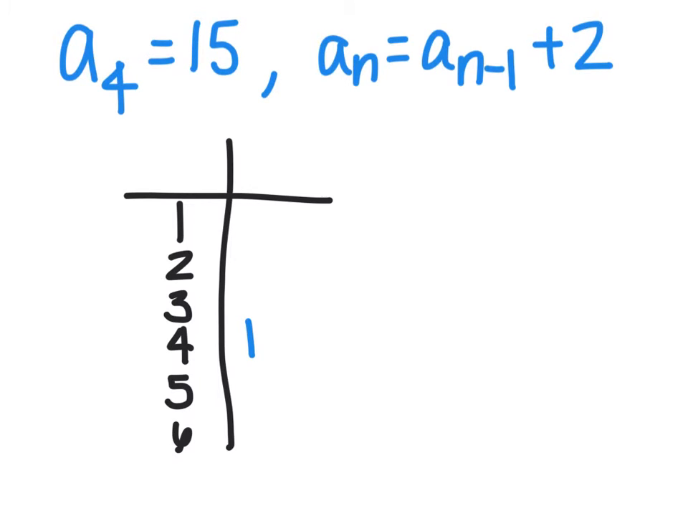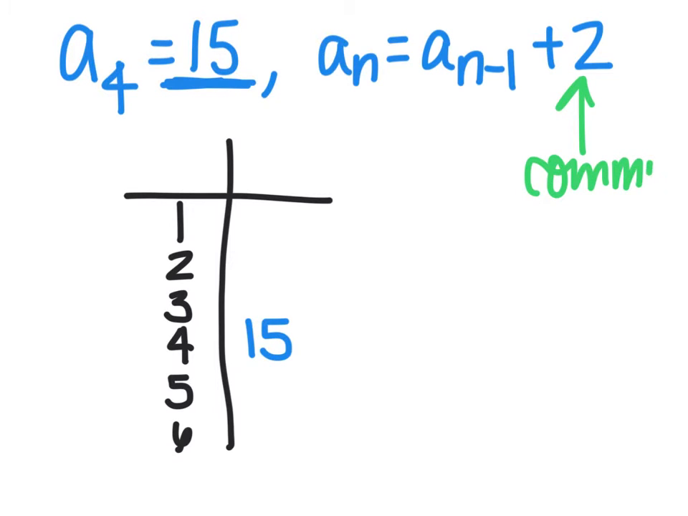We know the 4th term is 15, because that's what it told us here. The 4th term was 15. And if it tells us that a sub n, so any term, is equal to the previous term, that's what a sub n minus 1 plus 2, so that means that our common difference in this problem is 2. And we also know this is an arithmetic sequence because it is being added every time. So my common difference is 2.